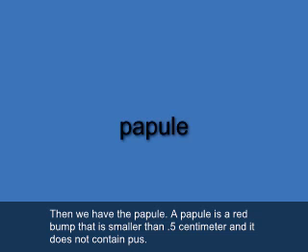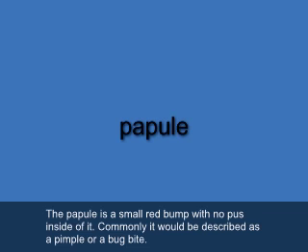Then we have the papule. A papule is a red bump that is smaller than 0.5 centimeter, that's a half centimeter, and it does not contain pus. So a papule is a small red bump with no pus inside it. Commonly, it would be described as a pimple or a bug bite. A pimple or a bug bite are examples of papules.